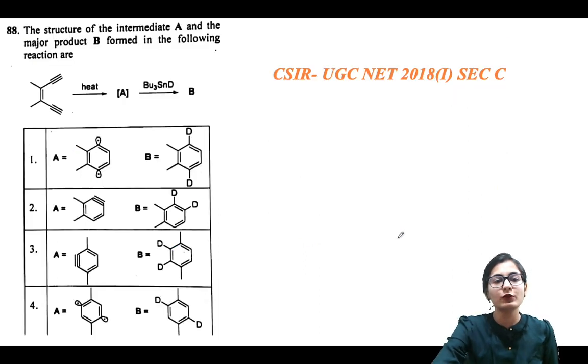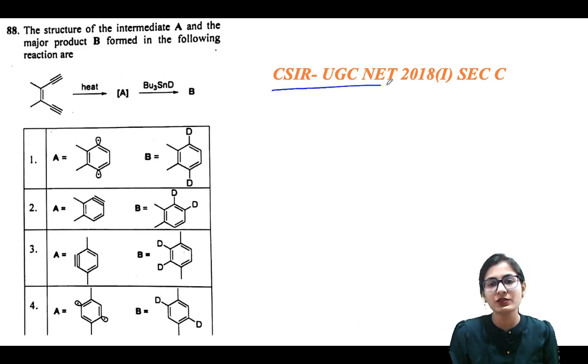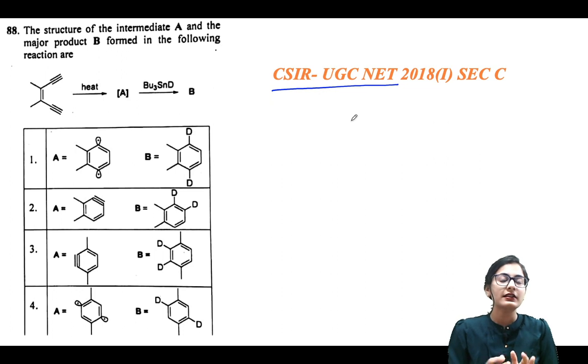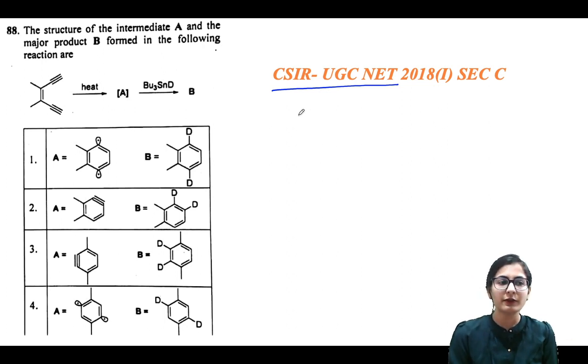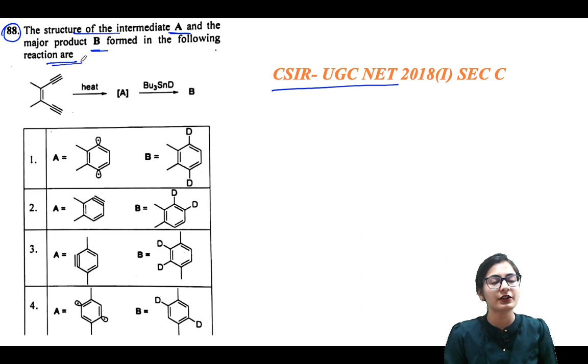Let's now quickly move on to a question which was asked in the CSIR UGC NET exam regarding the Bergman cyclization or cycloaromatization. I want you all to stop the video right here and do this by yourself, because it is exactly the same thing which is asked, directly from the book. The question is: the structures of the intermediate A and the major product B formed in the following reaction are. Again, a very simple reaction.